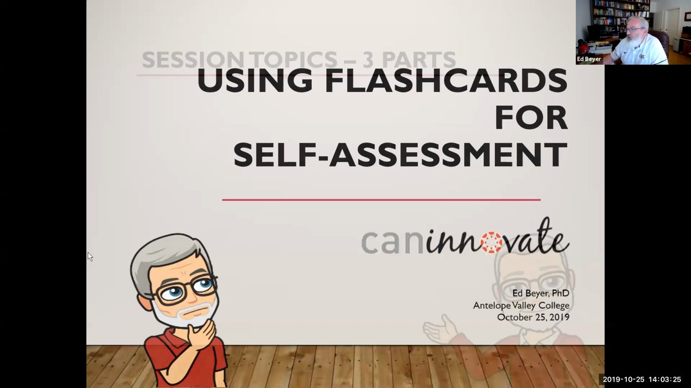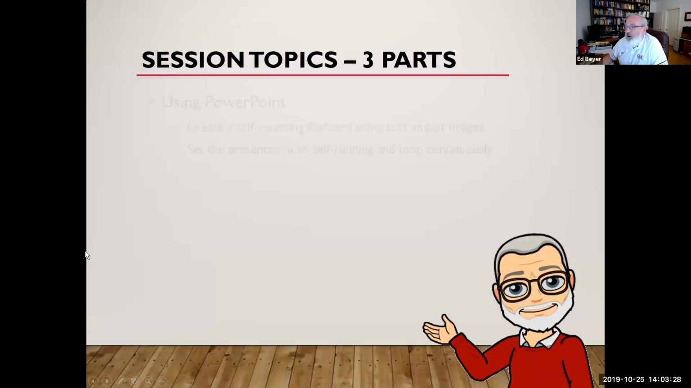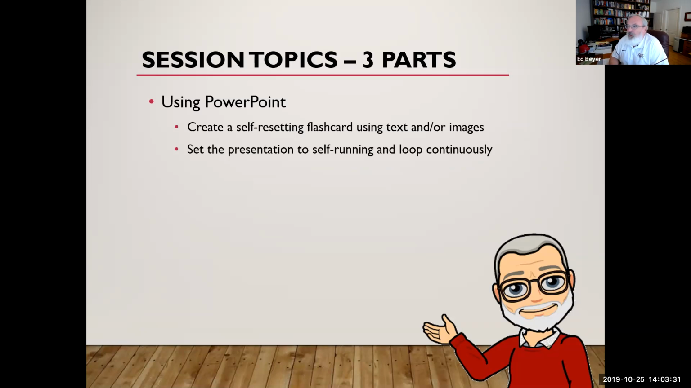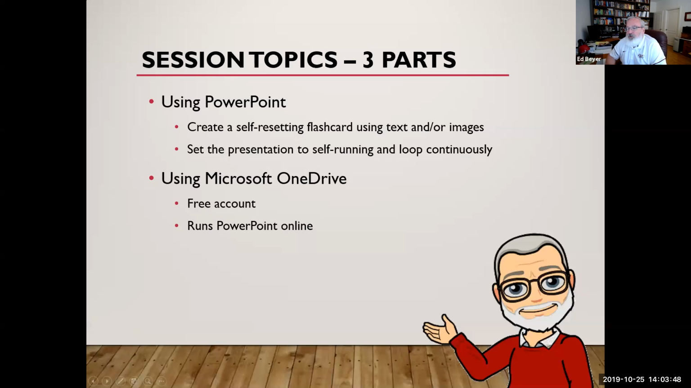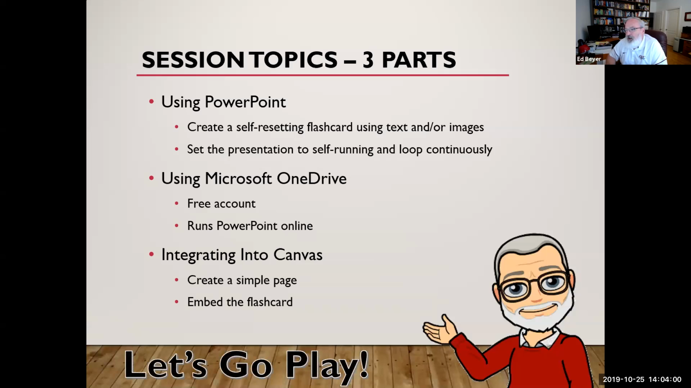What we're going to do is do it in 3 parts. The first part, we're going to use PowerPoint, and we'll create a self-resetting flashcard using text and or images. You can actually use sound as well, but that doesn't work online, and I can talk more about that later. Then we're going to set the presentation so that it's self-running and will loop continuously. After that, we're going to upload it to the Microsoft Drive, the OneDrive. It's a free account, and it runs PowerPoint online, which is what enables us to do this automatic presentation. And then we're going to integrate it into Canvas. We'll create a simple page and then show you how to embed a flashcard into Canvas and then let you go at it.